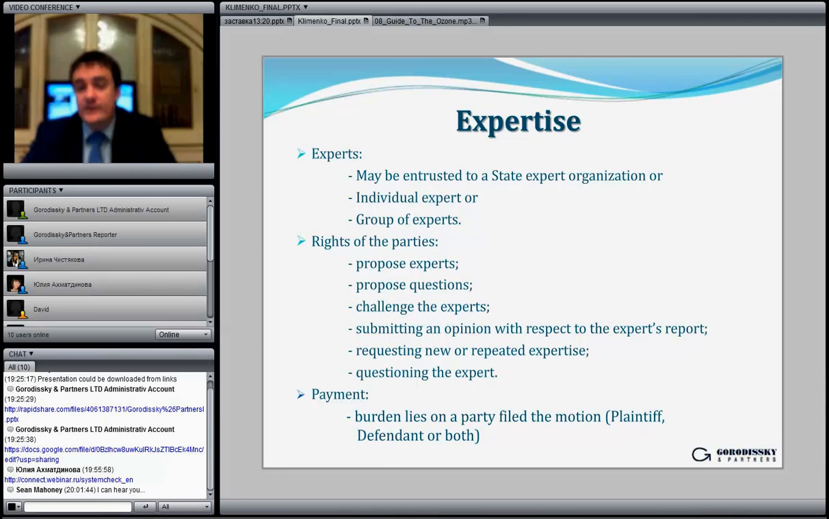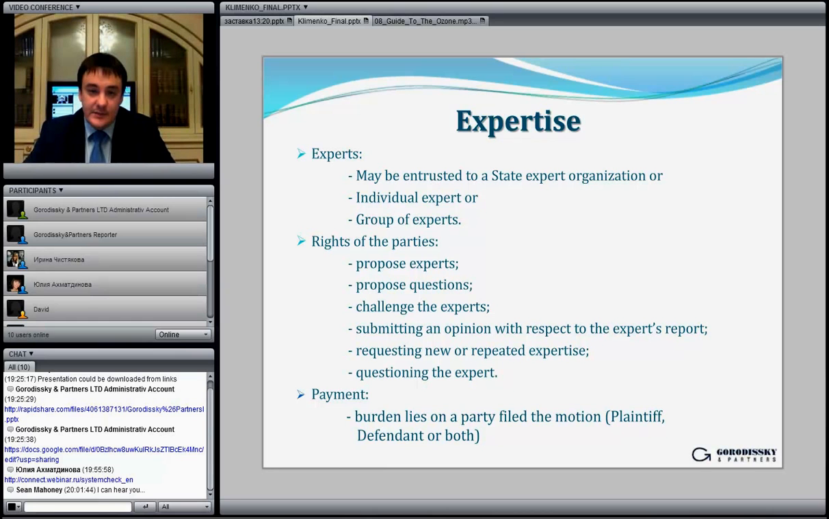As soon as a report from the expert is submitted to the court, the parties can prepare and submit their opinion with respect to the conclusions of the expert. And in case there are some discrepancies or the expert's report is not well grounded, the party may ask for a new or repeated expertise. Besides, it is possible to ask the court to invite the expert to the court hearing and ask the expert some questions. As regards the payment, the burden lies on the party who filed a motion for independent expertise.